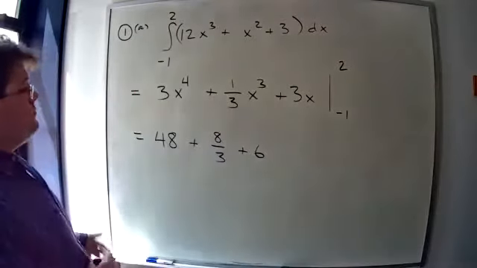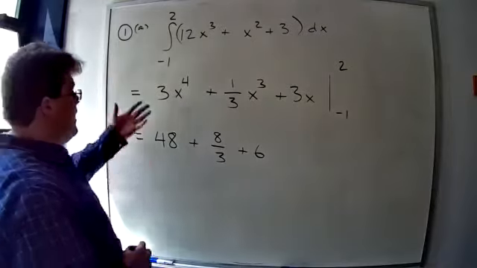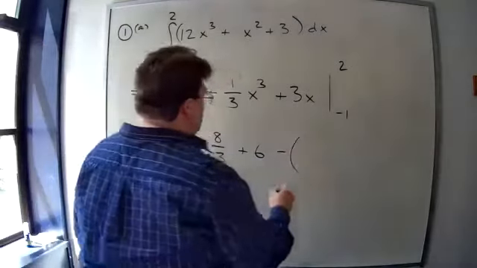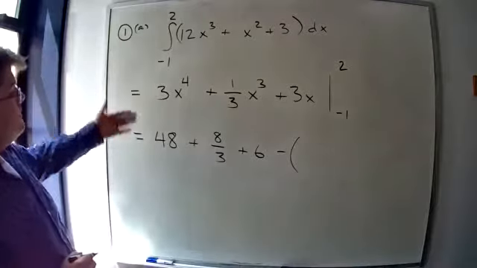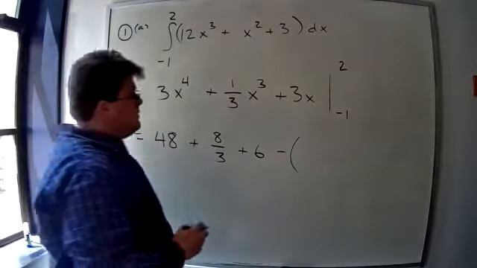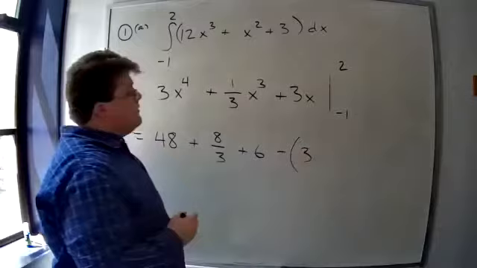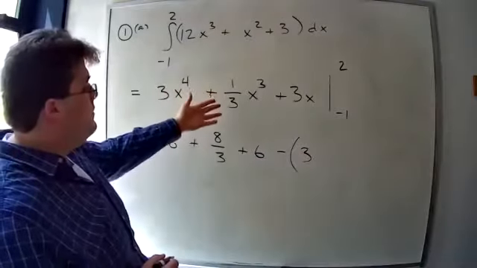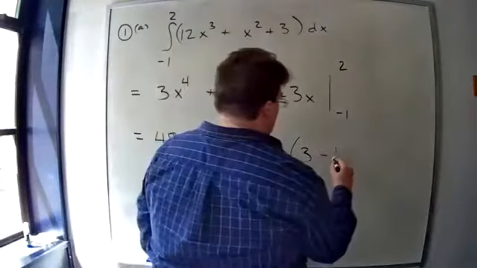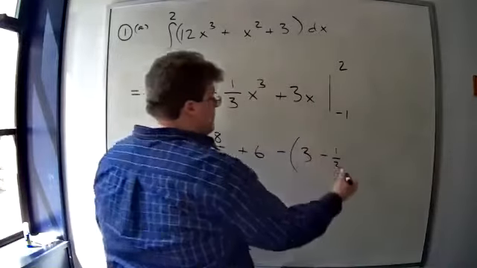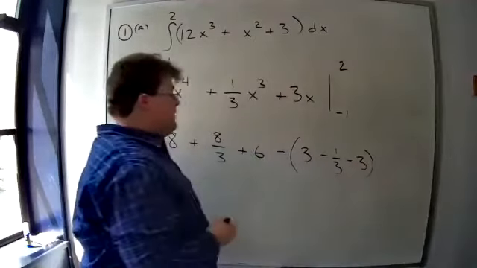And now we want to subtract what we get when we evaluate at -1. -1 to the fourth is 1. 3 times 1 is 3. -1 cubed is -1. -1 times 3 is -3.